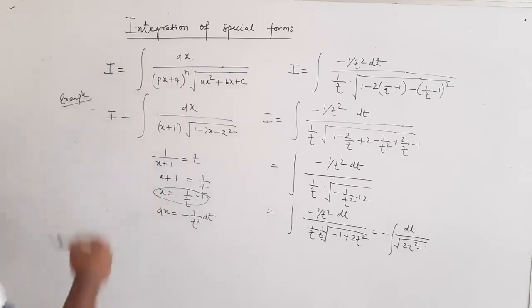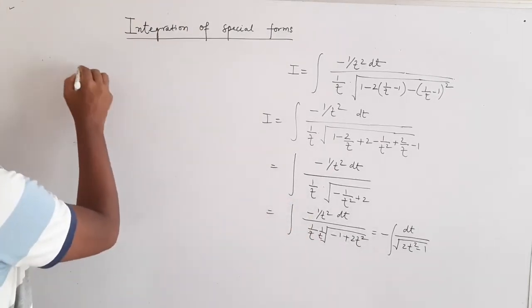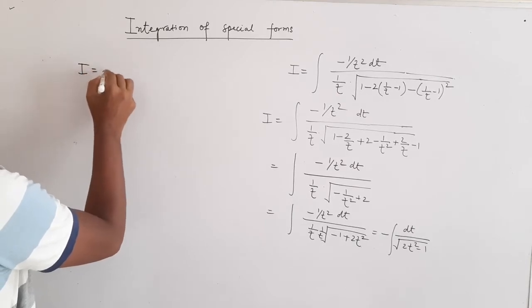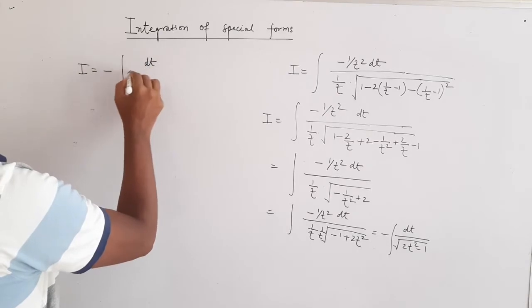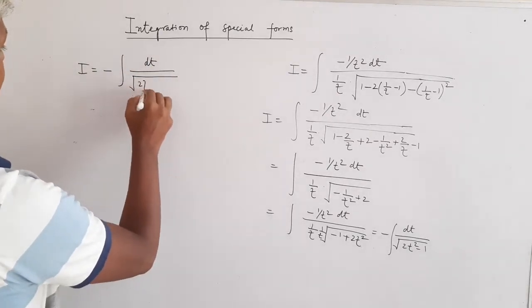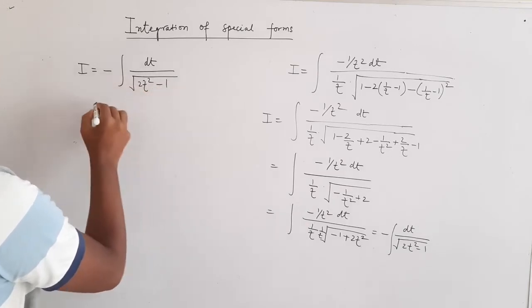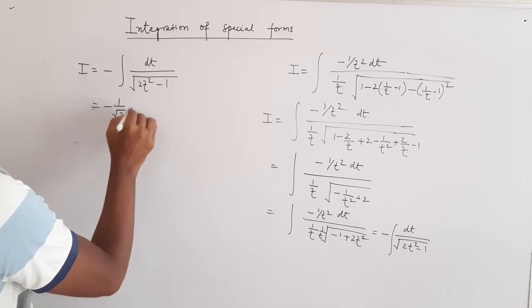So let me clear this part of the screen. This is our final form right now: I equals minus integration dt over under root 2t square minus 1. You can take 2 common, so minus 1 over root 2, because it is inside the root.